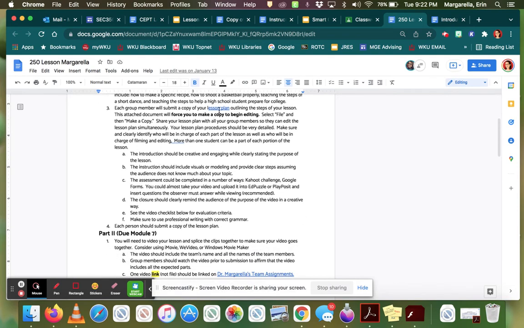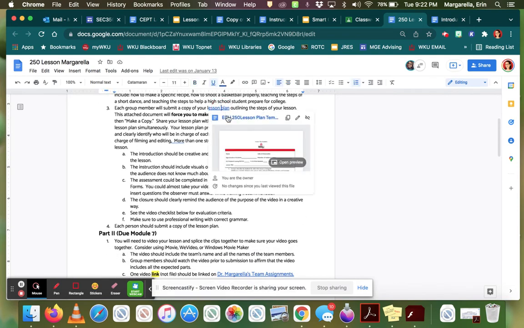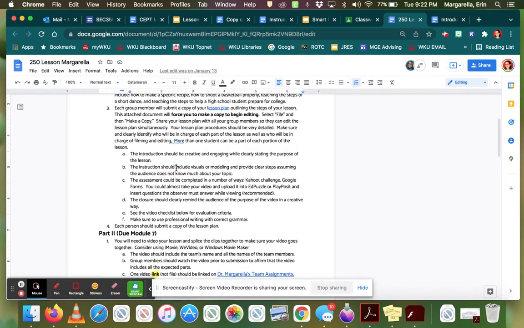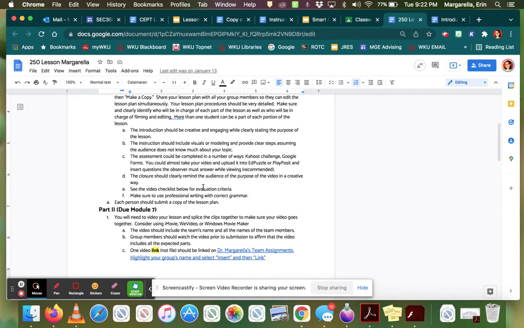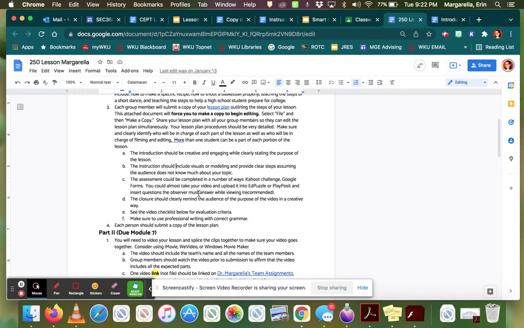This week, you'll be working on submitting a copy of the lesson plan. So you're going to click on this link and you're going to fill in the categories accordingly. So you're going to want to decide who from your group is going to fill in each of the categories. Your group must include an assessment. This is where most students lose their points.